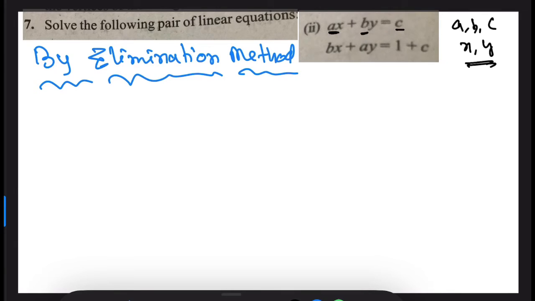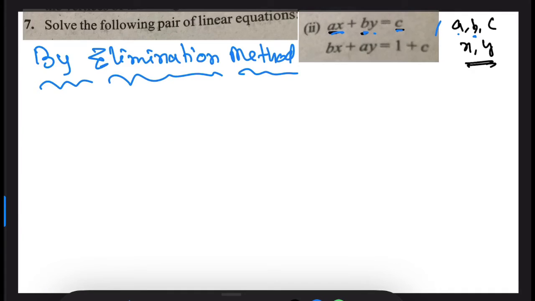Now you see this seventh question, that is the second part. Here also, same: solve the following pair of linear equations. Our wish, whatever may be, we can use the elimination method or the substitution method. I told you the elimination method is easier, but here you see the variables: a is there, b is there, c is there, and x also, y also, so many are there.